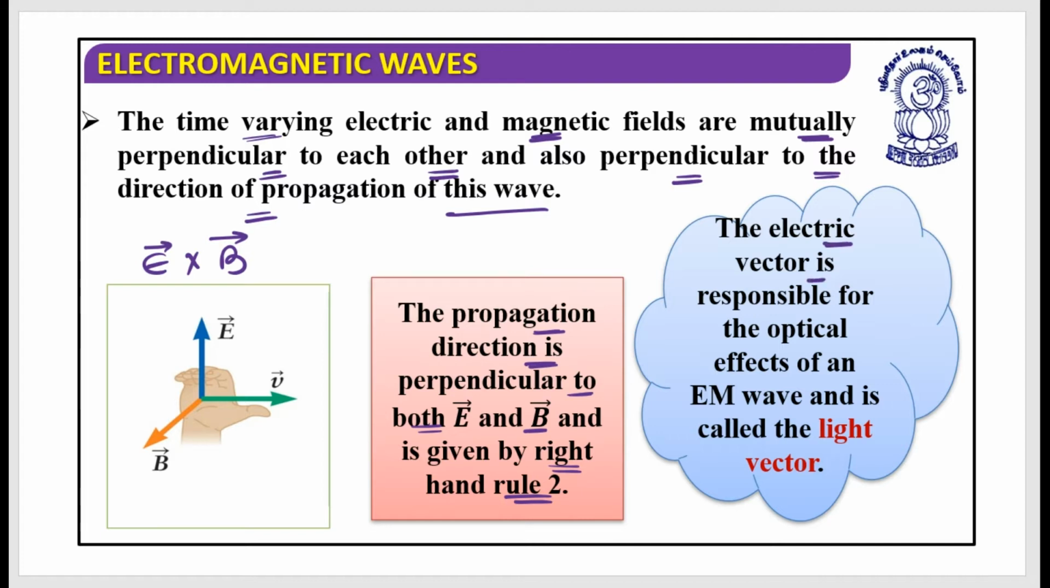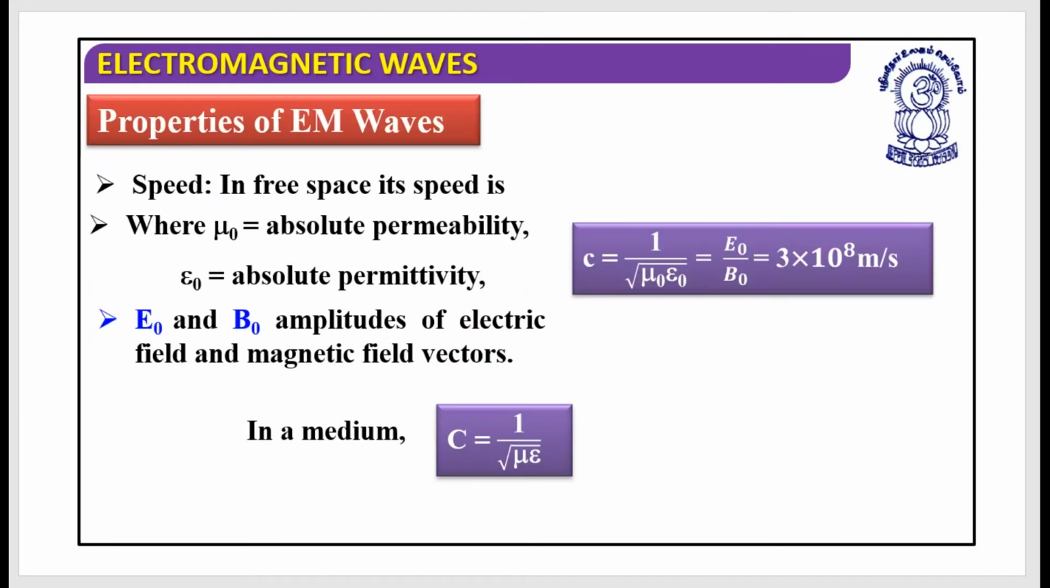The electric vector is responsible for the optical effects of an EM wave, and it is also known as the light vector. So this was the initial detail about EM waves. Let's discuss the very important properties of electromagnetic waves.